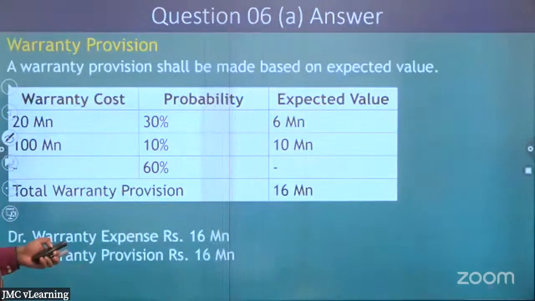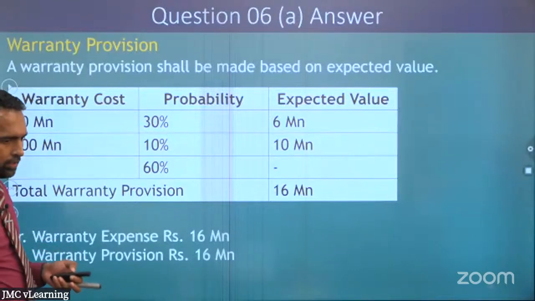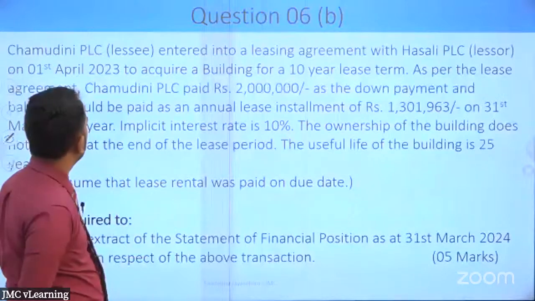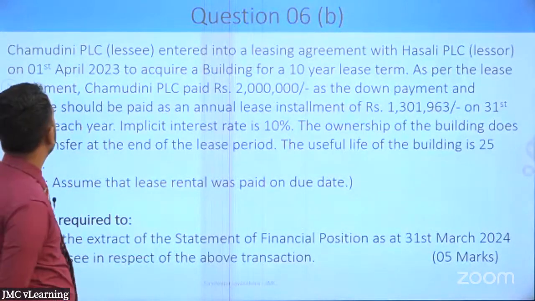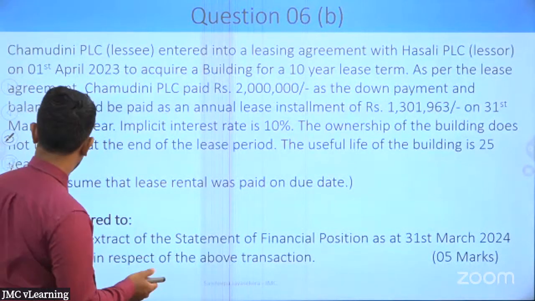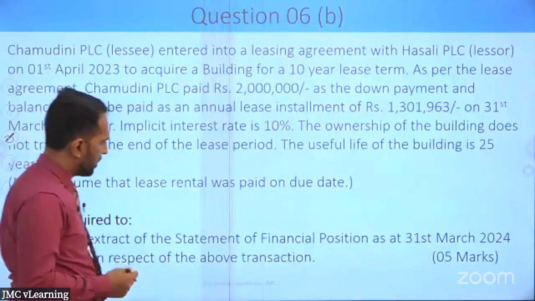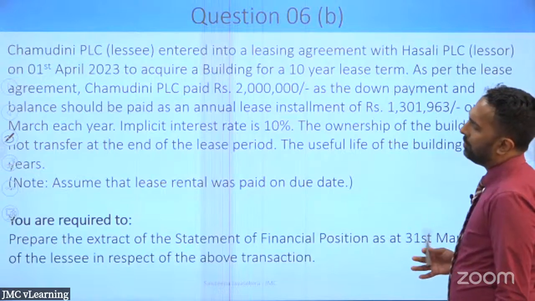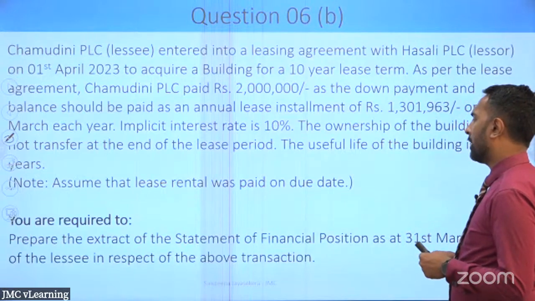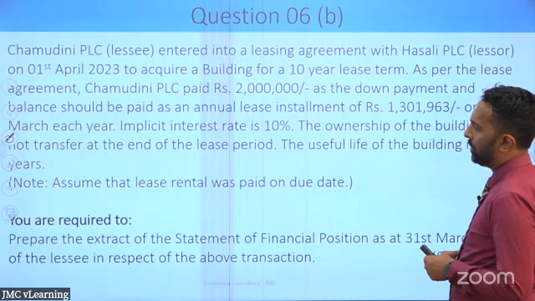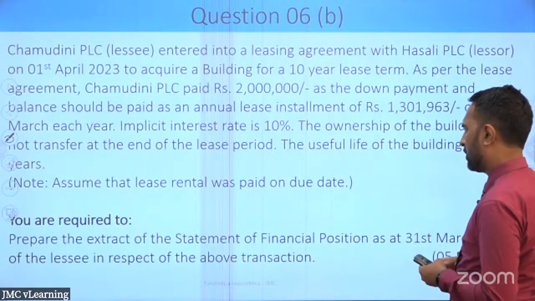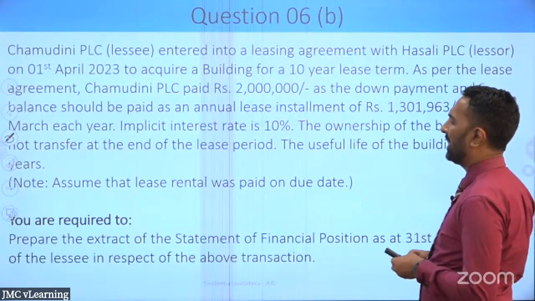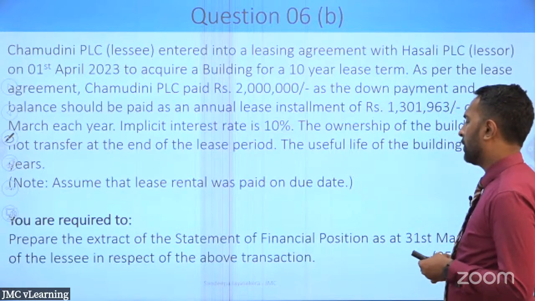Shall we move on to the next question? Right. Okay. Question 6 part B. Let's look at the question number 6 part B. Look at the requirement first. Prepare the extract of the statement of financial position as at 31st of March in respect of the lessee for the above transaction.